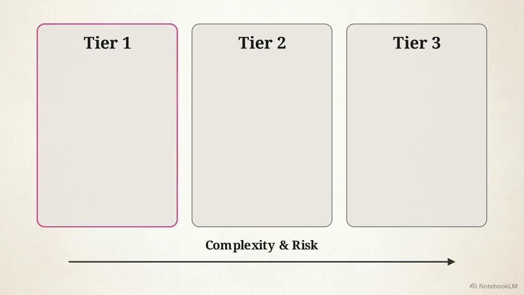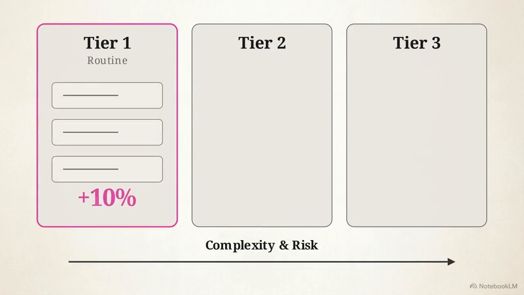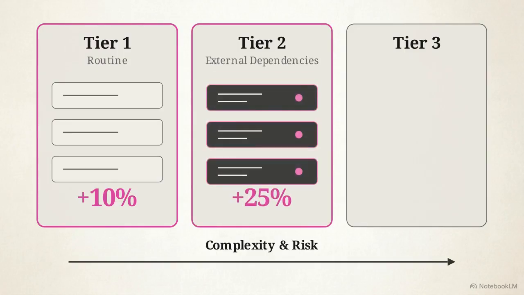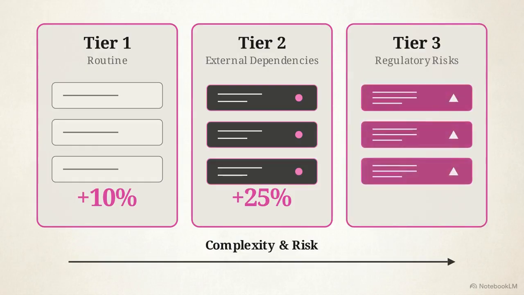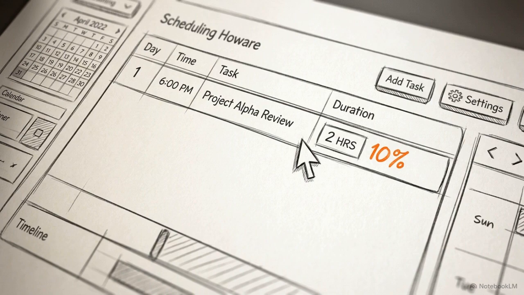Tier 1 tasks are routine, getting a 10% buffer. Tier 2 tasks involve external dependencies, earning a 25% buffer. Tier 3 tasks carry high regulatory risks, requiring a 40% increase. Go into your scheduling software and embed those specific percentage increases directly into each task's duration.